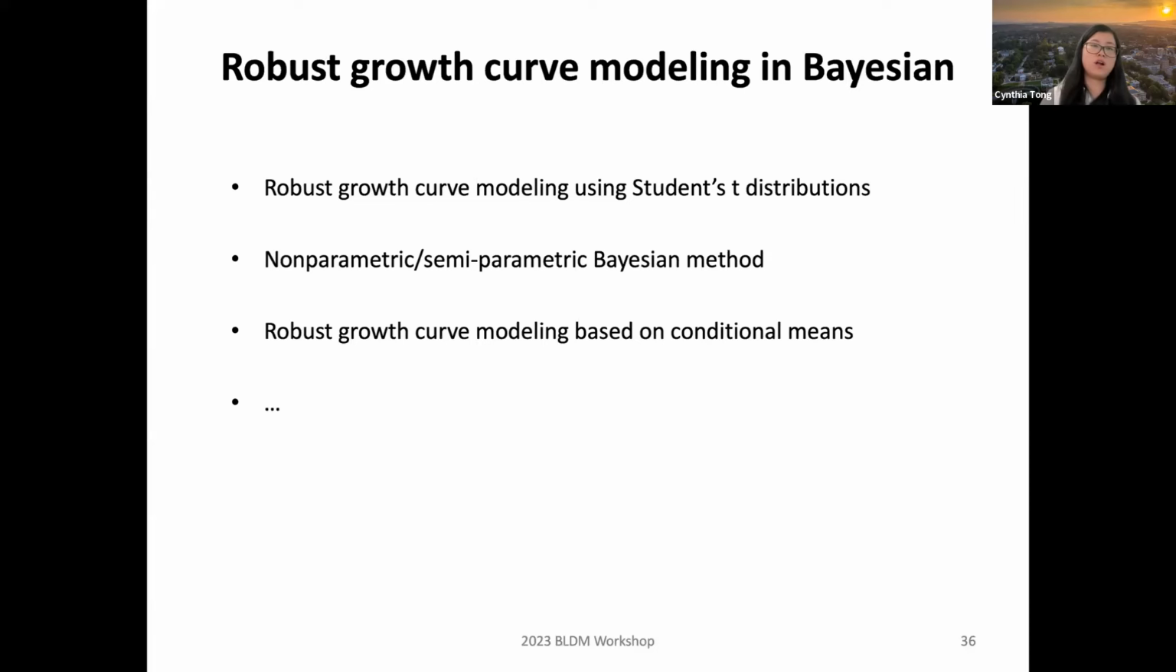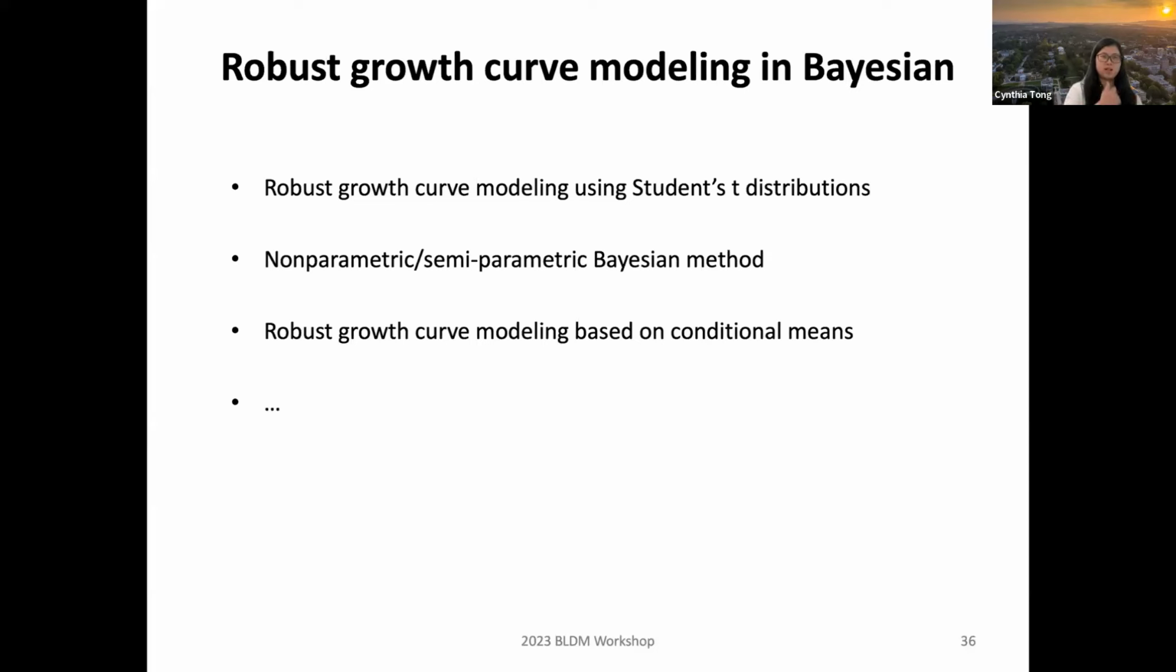There are other robust methods available. For example, there is the non-parametric Bayesian method, sometimes called the semi-parametric Bayesian method. This can be treated as an infinite mixture model. We're going to talk about growth mixture models in part 2 of this workshop. The non-parametric or semi-parametric method can be viewed as an extension of that. So we're not going to talk about this today, but I just want you to be aware of it.